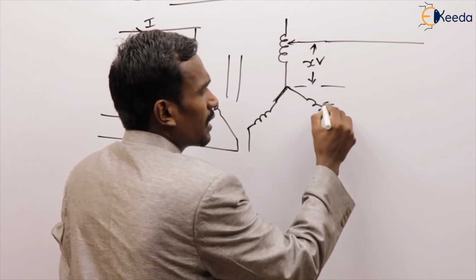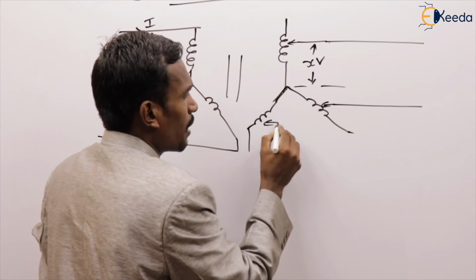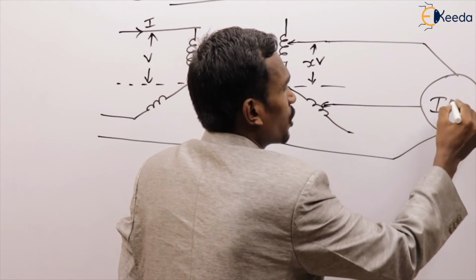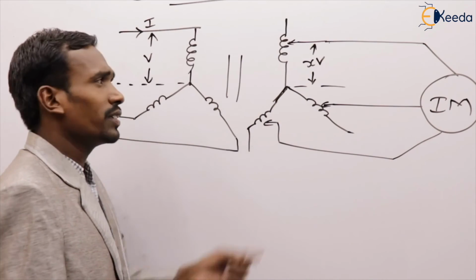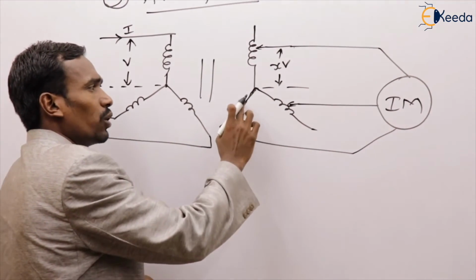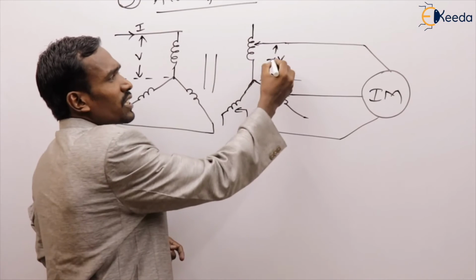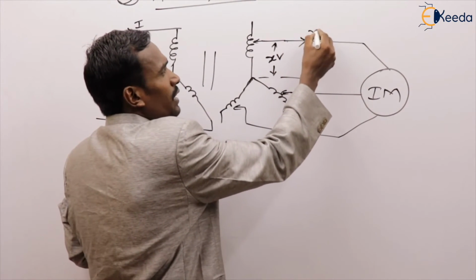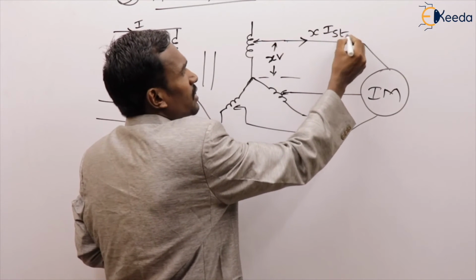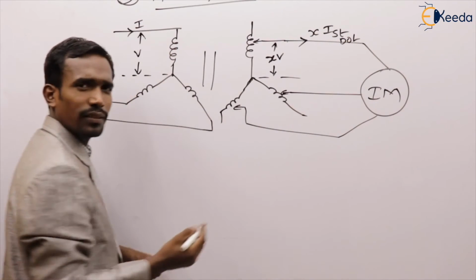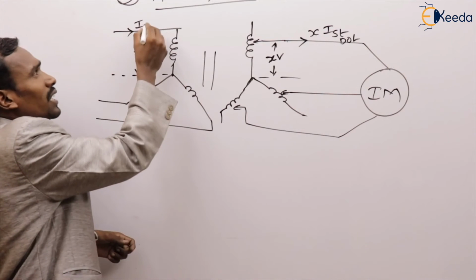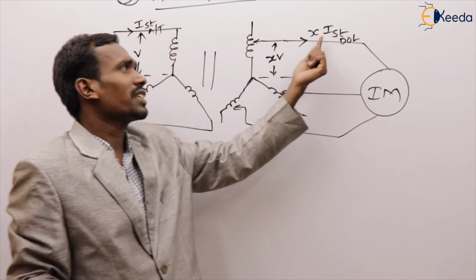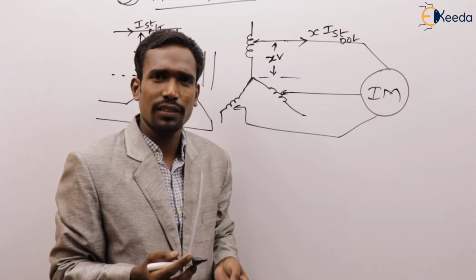Like that, here the transformer is tapped up, and now this is connected to an induction motor. So the voltage is reduced by X times, and the current value is X times of the IST in DOL starting. This is the IST in the auto transformer starter. This is X times of the IST in the DOL starter.